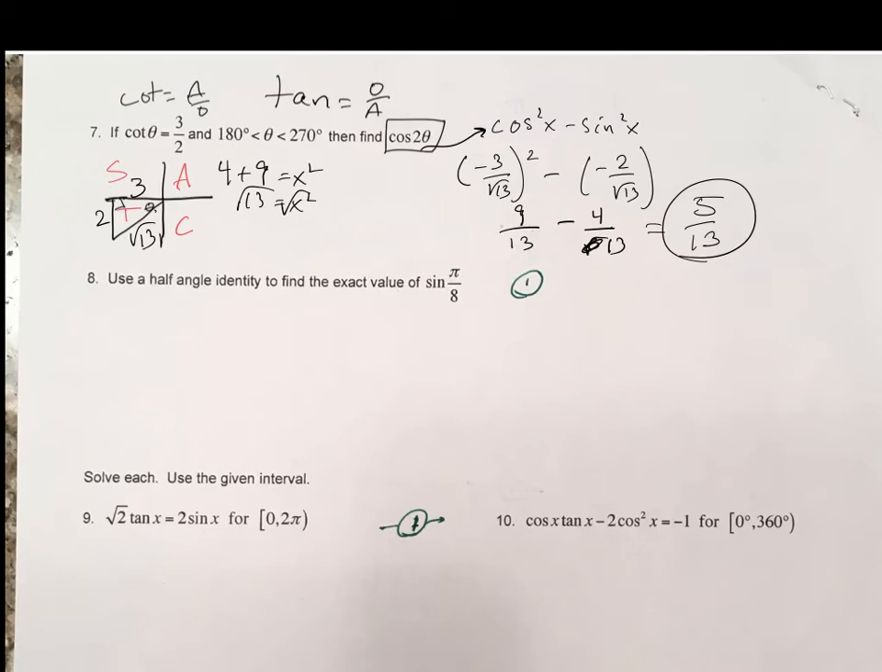Half angle identity of pi over 8. You don't like radians? Don't do it in radians. All right, so pi over 8 times 180 over pi. Gone, bye-bye. 180 divided by 8 is... I have no idea. 180 divided by 8 is 45. I'm sorry. Make sure you know what you're doing.